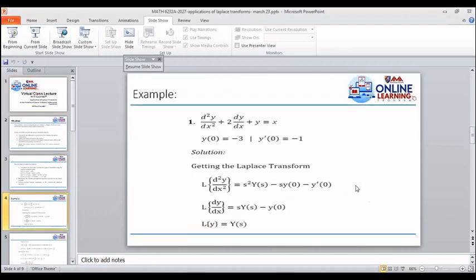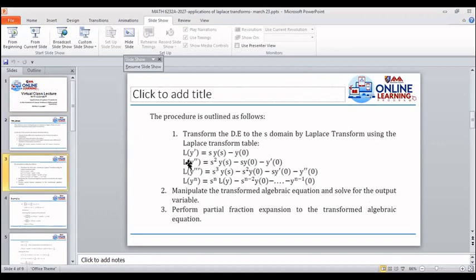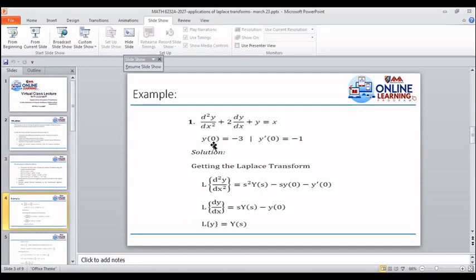So we have example number 1. If we look at our equation, we have d squared y over dx squared plus 2 dy over dx plus y is equal to x. So this is your differential equation. And if we look, the y function is of second degree. So if that is second degree, we're going to use this formula. The Laplace transform of the differential equation, which is y double prime, is s squared Y(s) minus s y(0) minus y prime(0). So this is now the condition: y(0) is equal to negative 3 and y prime(0) is equal to negative 1.